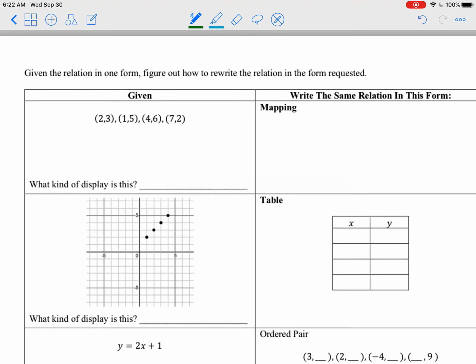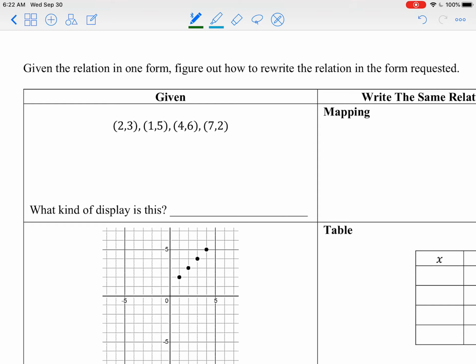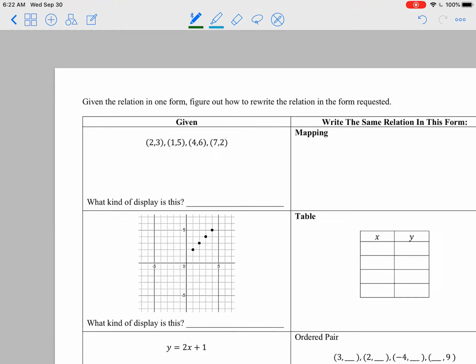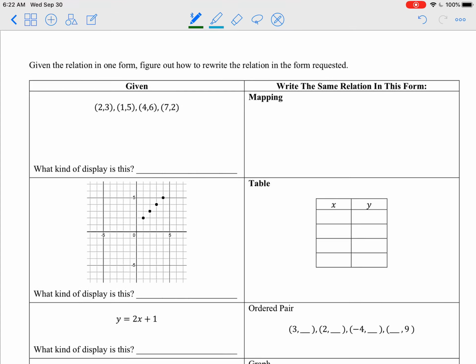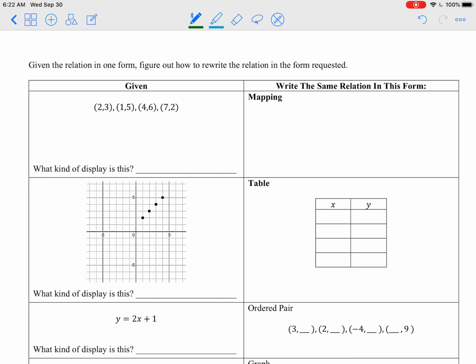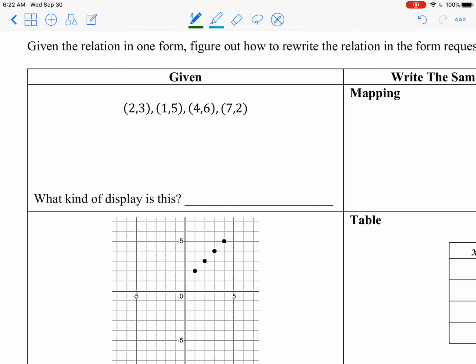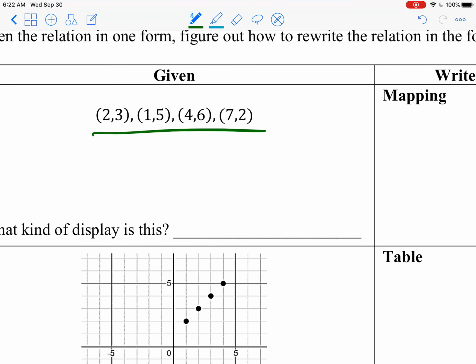All right, let's flip over to the back page here. So what they want you to do here is identify the type of display on the left, and then recreate it on the right. Okay, so what kind of display is this right here with these guys? Those are called ordered pairs. So we're going to say that's ordered pairs.